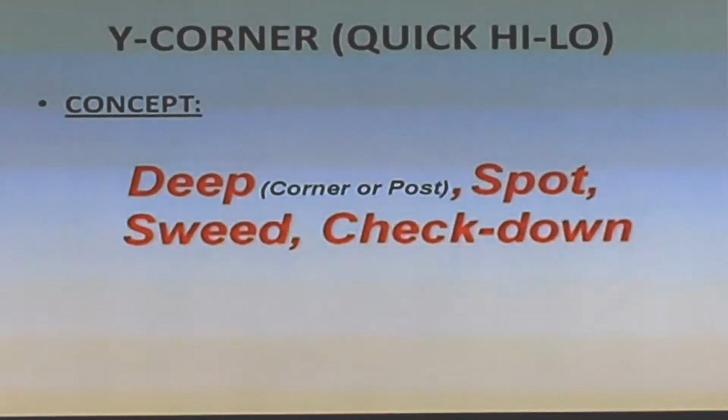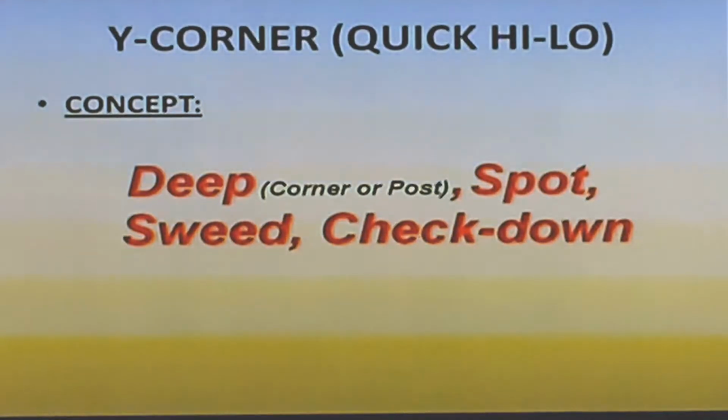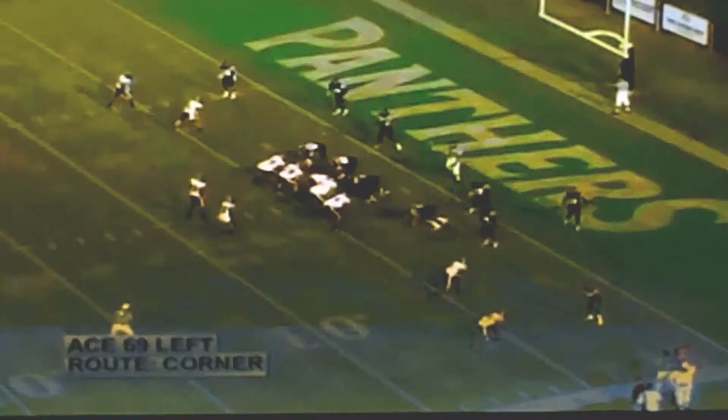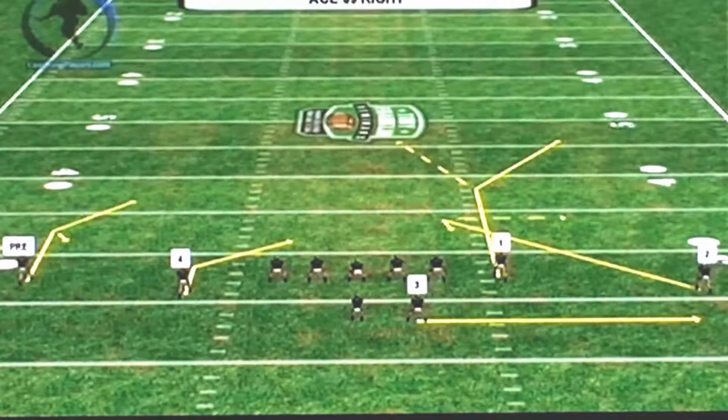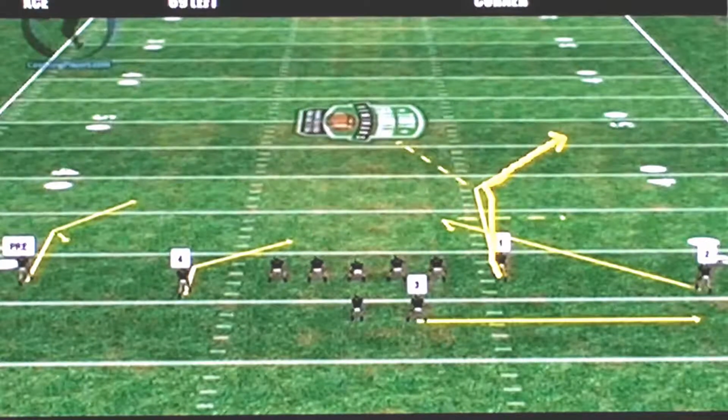And then we have a check down to the backside, be it via slant, or if you're in a two-back, could just be the back out of the backfield. So this is what it looks like. Again, your first read is going to be the corner. It's usually always a corner route unless we tag the post, okay? But it's always the deep route as our first read. In this case, it's going to be the Y on the corner here, or it could be on the post if we tag it that way.